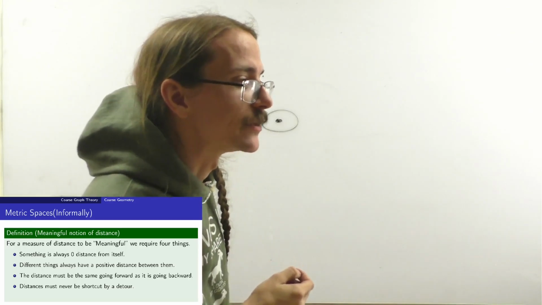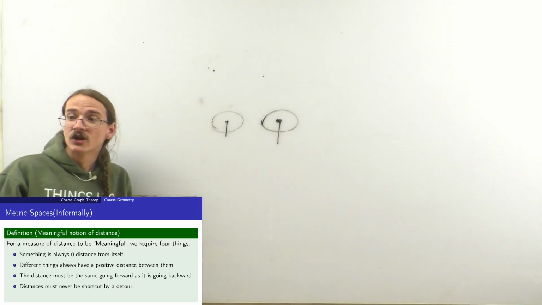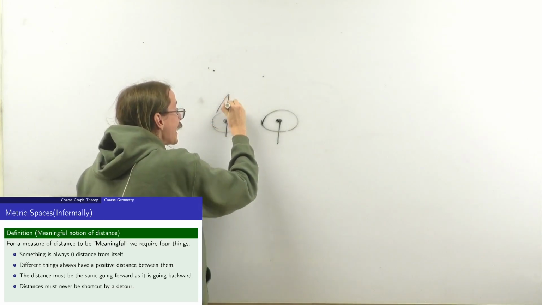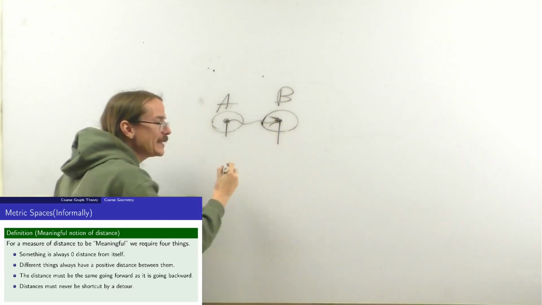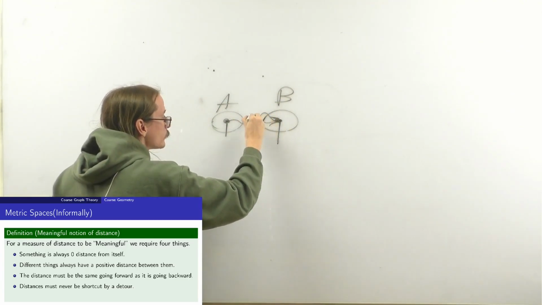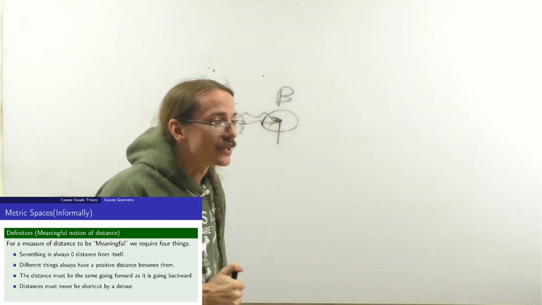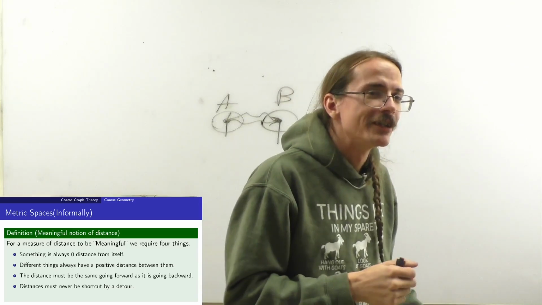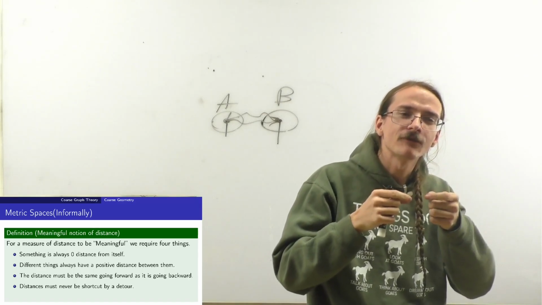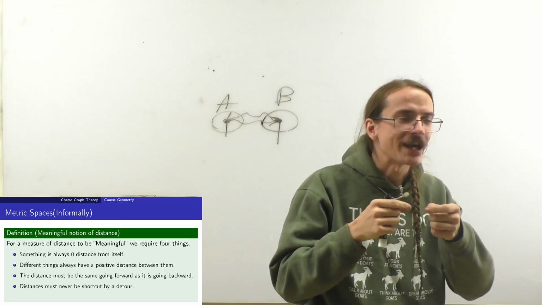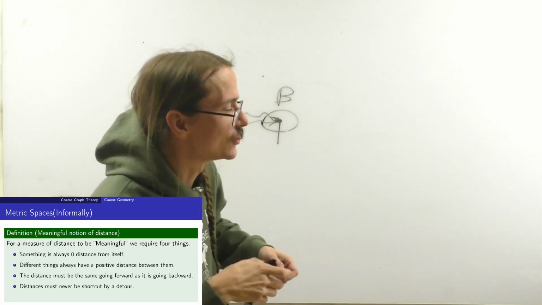What else do I got going on here? Distances must be symmetric. So going this way from point A to point B, it had better be the same distance as if I spin around and I go from point B to point A. And then another, what was it that we used earlier? Your favorite inequality? Triangle inequality. Distances must never be shortcut by a detour.